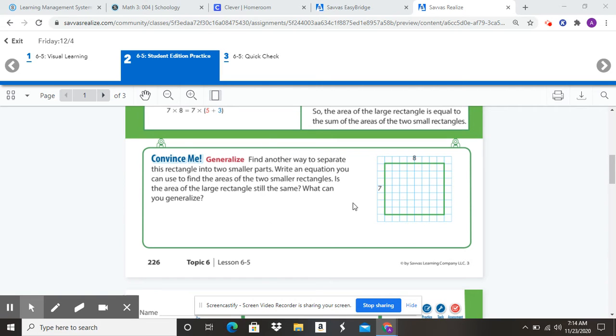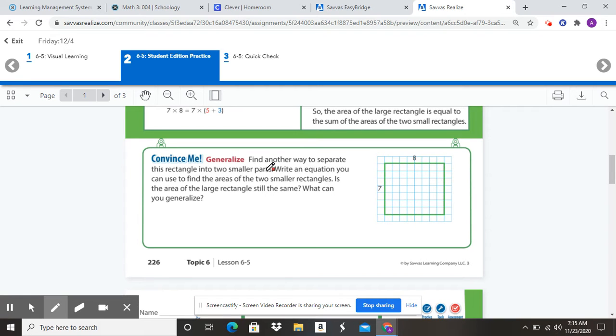So what I'm going to do with you today is I'm going to do the convince me, and you'll finish up the whole workbook page. You'll watch the visual learning, finish your workbook page, and then complete your quick check. So I'm going to do the convince me with you. Find another way to separate this rectangle into two smaller parts. Write an equation you can use to find the area of the two smaller rectangles. Is the area of the large rectangle still the same?